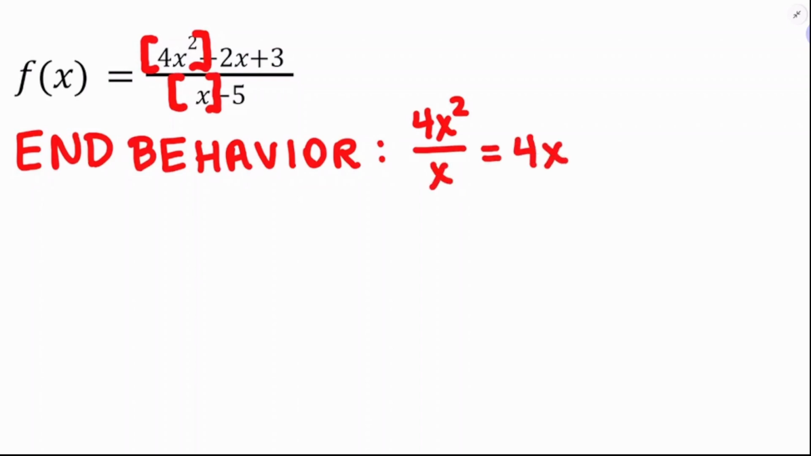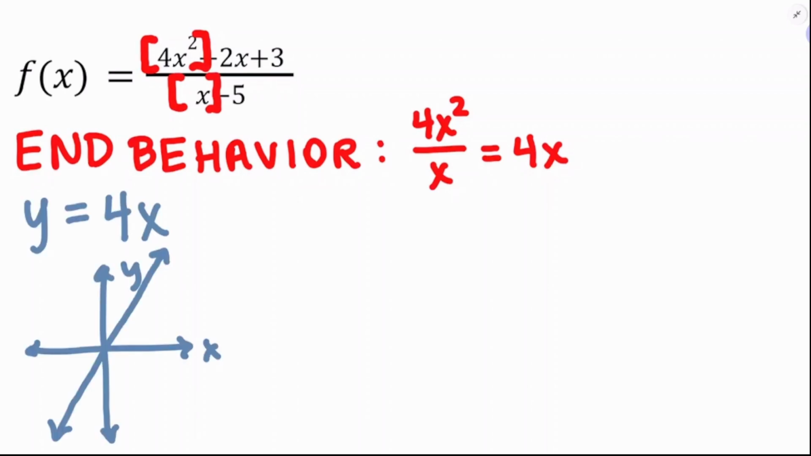What we're saying is that the end behavior of f is the same as the end behavior of y equals 4x. But we know what the graph of y equals 4x looks like. It's a line with slope 4 that passes through the origin. So we're going to use that to find the limits of f as x approaches infinity and negative infinity. That's the end behavior of f.